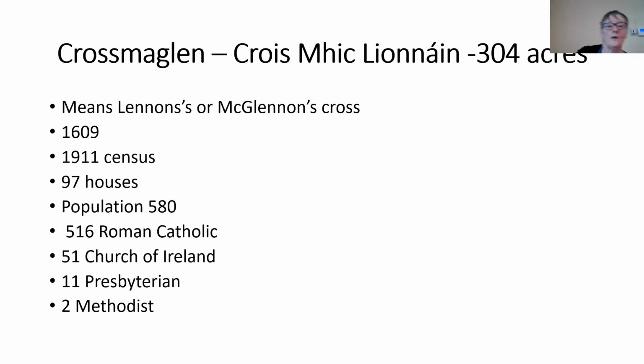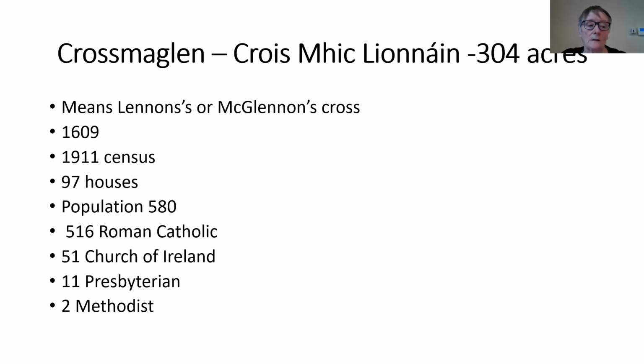Crossmaglen, and again here now we're back into the area that houses the town. The town of Crossmaglen is almost completely within the townland of Crossmaglen. So 304 acres, it means Lenin or McLennan's cross. The popular local tradition is that it was founded around a shebeen owned by Lenin. And certainly in Bassett's Guide to Armagh in 1888, Lenin is recorded as the owner of a hotel at that stage. So it was on the townland maps in 1609.